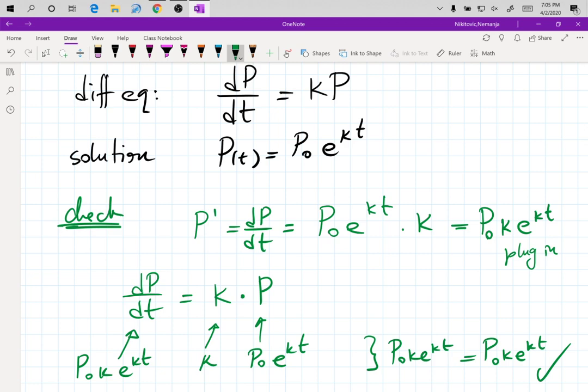That's the solution checked. Now, in your homework, you're going to have a whole bunch of problems where they give you the differential equation, they give you the solution, and your job is to plug in and verify the answer. So all of the exercises 7 through 16 in the textbook, and some other equations here and there, will have this.